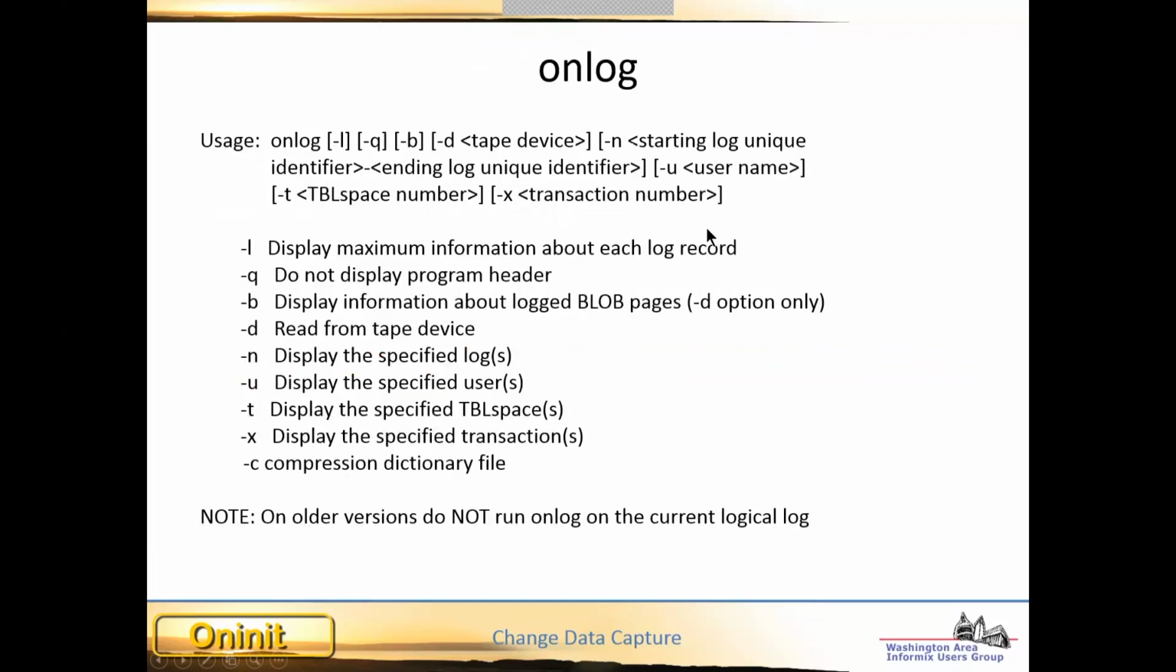So onlog ships with the engine. It can do a variety of things. It can open up the logical logs, either the ones on disk currently inside your DB spaces, or it can go out to a tape device. You can filter based on user information, table space information, transaction number. The one that came in recently, a new addition, is a compression dictionary, which you have to do some secondary processing to get that compression dictionary out so onlog can actually use it.